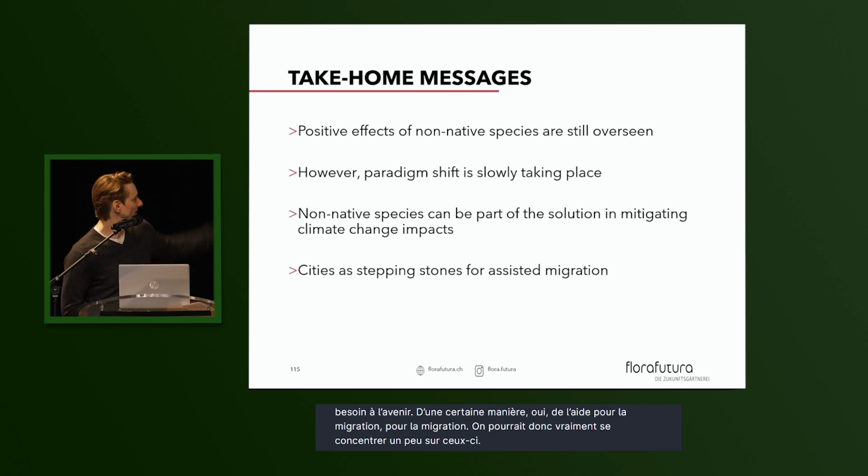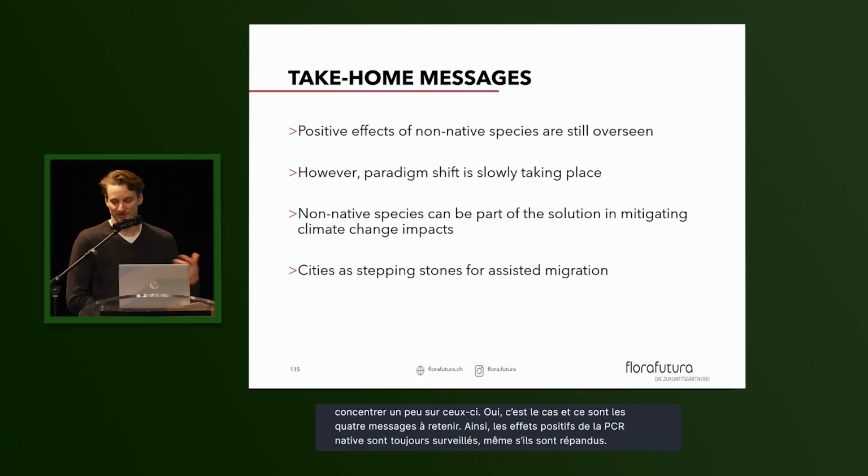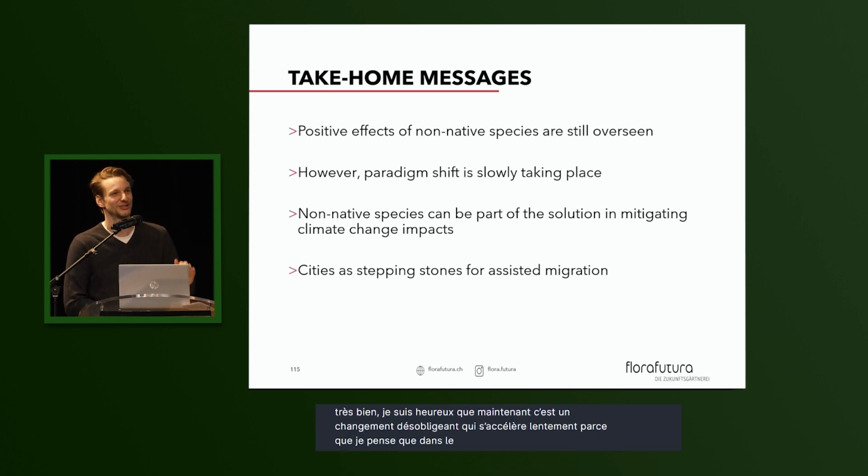So these are the four take-home messages. First, positive effects of non-native species are still overlooked, even though they are prevalent. And I'm happy that this paradigm shift is now slowly gaining pace, because I think in the early 2000s it already gained a little bit of pace, then it was relatively silent, and now with the very warm and dry years of the last seven years, I really see that this paradigm shift in how we think about non-native species is changing again a little bit.